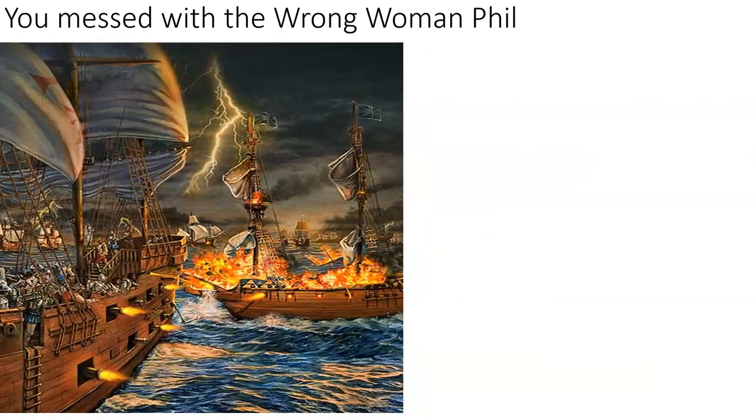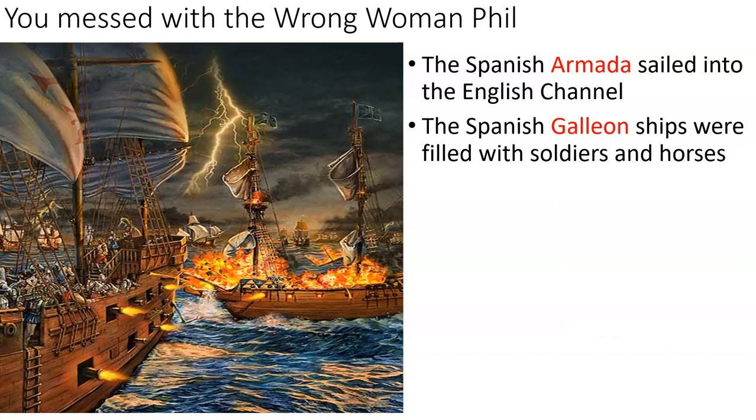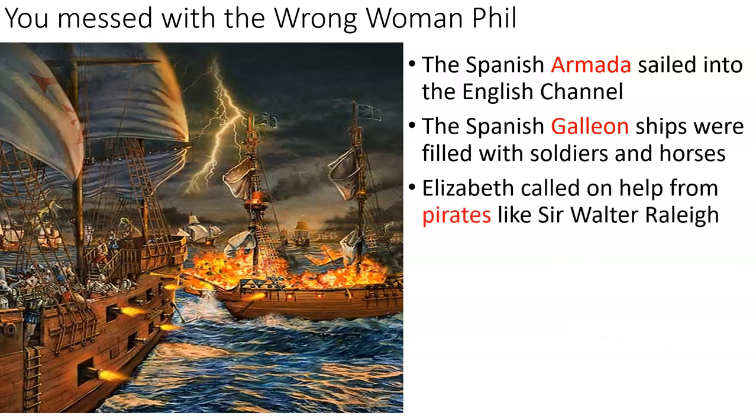So, what happens? The fleet of ships come. And the fleet of ships gets outside the English Channel when a storm hits. So as the Armada is going to go into the channel, these big galleon ships, they're huge, remember. That makes them slower, but it allows them to hold more soldiers and horses. So if that fleet of ships lands, it's game over.